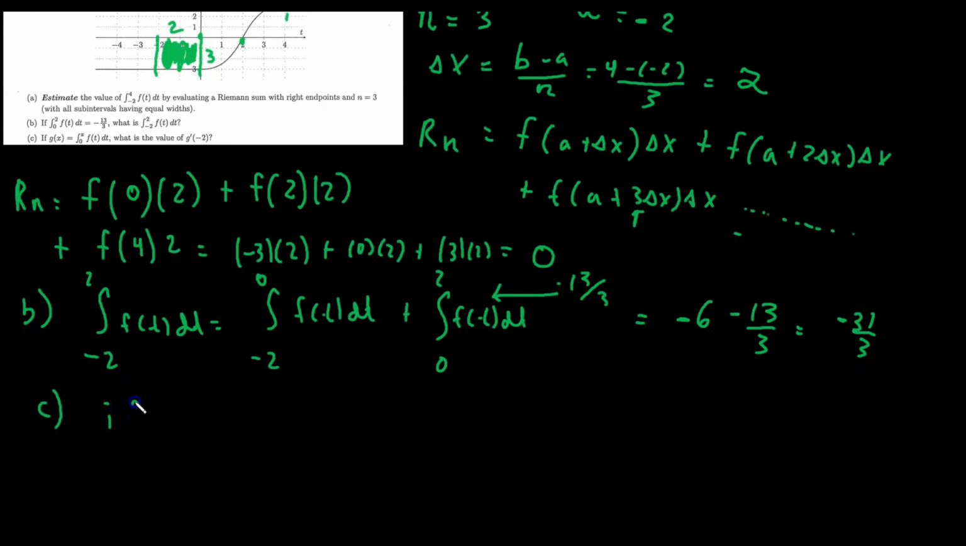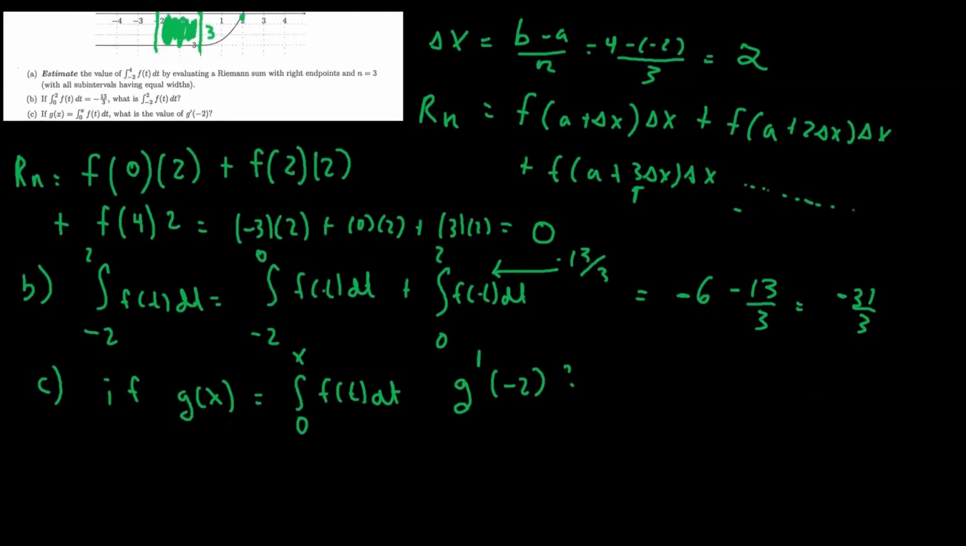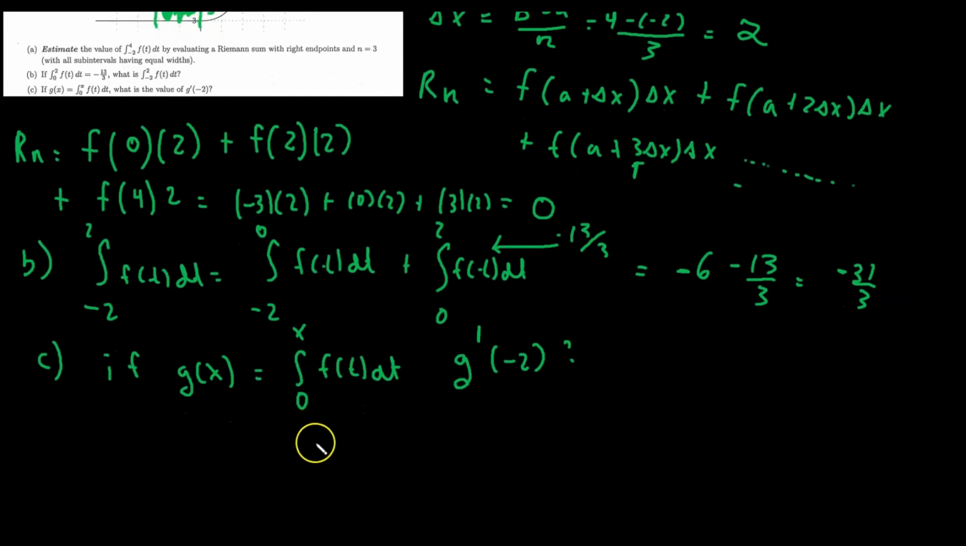Part C, if g of x, some function g of x, is equal to the integral from 0 to x of f of t dt. I know it's a bit of mumbo jumbo here, but what is g prime of negative 2? To know this, we have to know the fundamental theorem of calculus. It says that some function of x is equal to the integral of a. This is the fundamental theorem of calculus, what they just gave us.